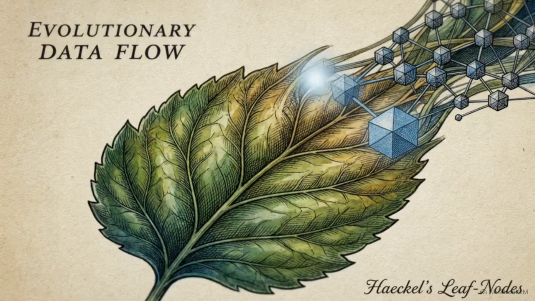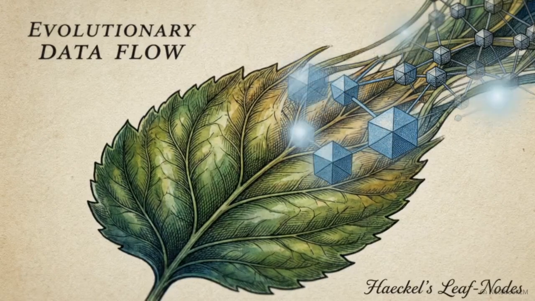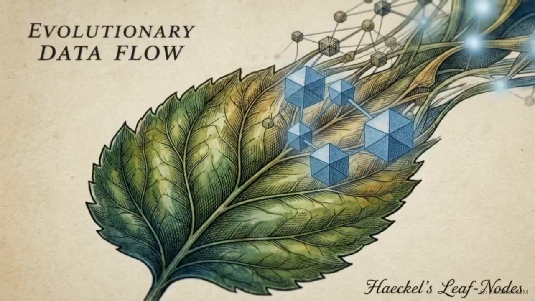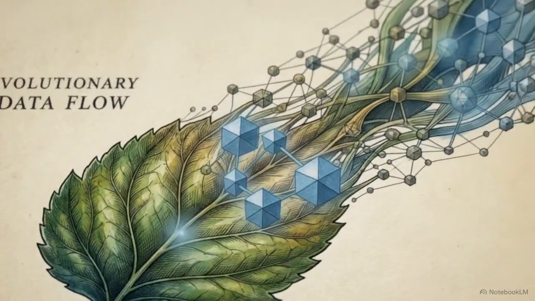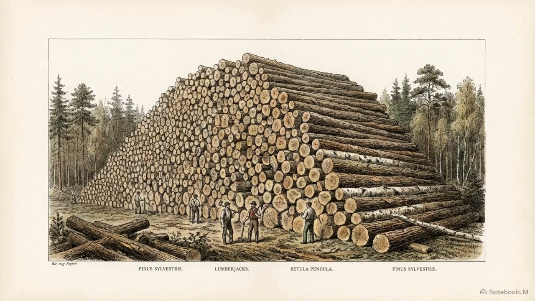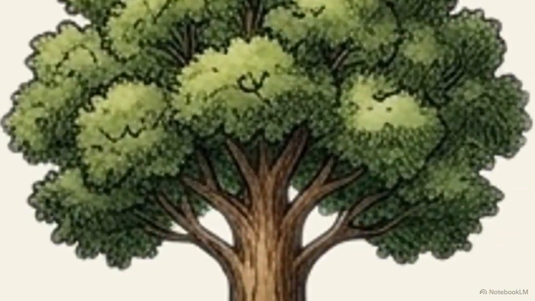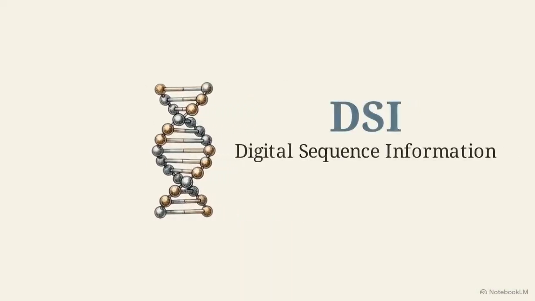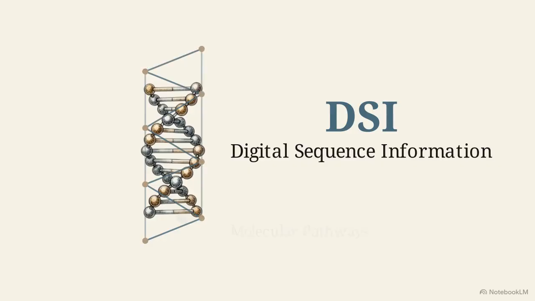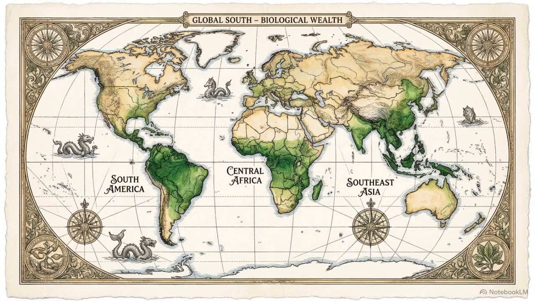Modern economic value has transitioned from the physical matter of the natural world to its underlying digital code. Historically, a forest was valued for its biomass, the amount of timber that could be physically extracted. In the modern bioeconomy, the primary asset is digital sequence information, or DSI, the genetic blueprints and molecular pathways found within native species. Developing nations act as the primary custodians of these biological libraries.